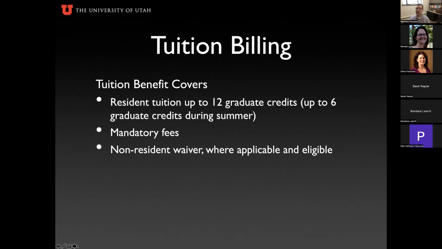Tuition benefit covers resident tuition and mandatory fees up to 12 graduate credits. During the summer, up to 6 graduate credits are eligible, as well as mandatory fees. And then the non-resident waiver where applicable and eligible.